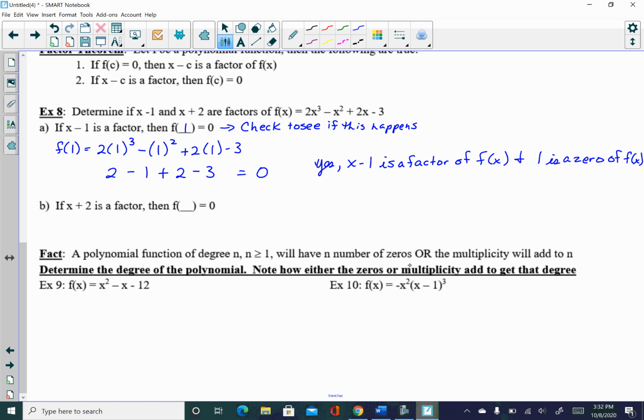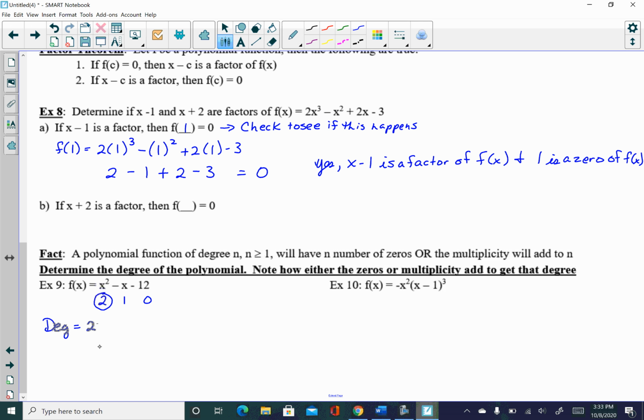So here in example 9, they tell us to determine the degree of the polynomial, and then note how either the zeros or the multiplicity are going to add up to get that degree. So the degree of this polynomial, remember, is the highest degree, so you have 2, 1, 0. So the degree of this polynomial is 2. So that means I need to have 2 zeros, or the multiplicity has to add up to 2. So let's find our zeros.